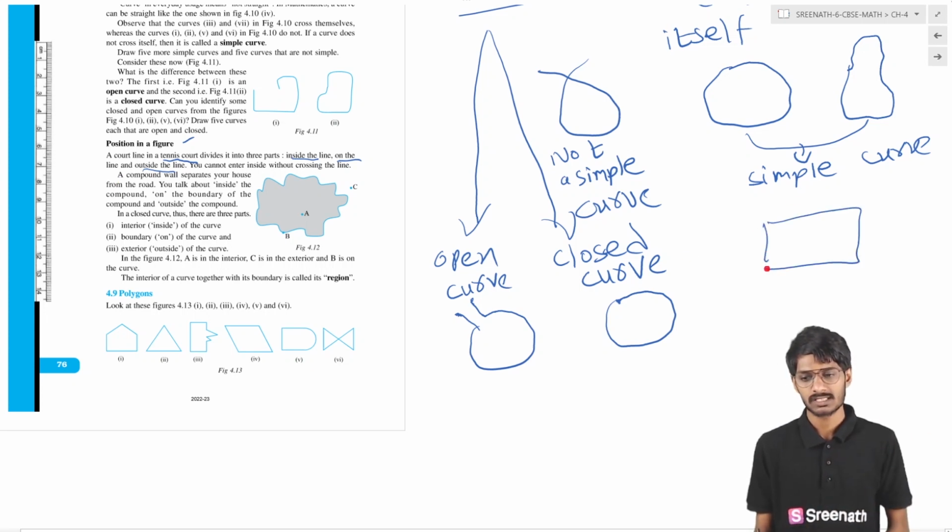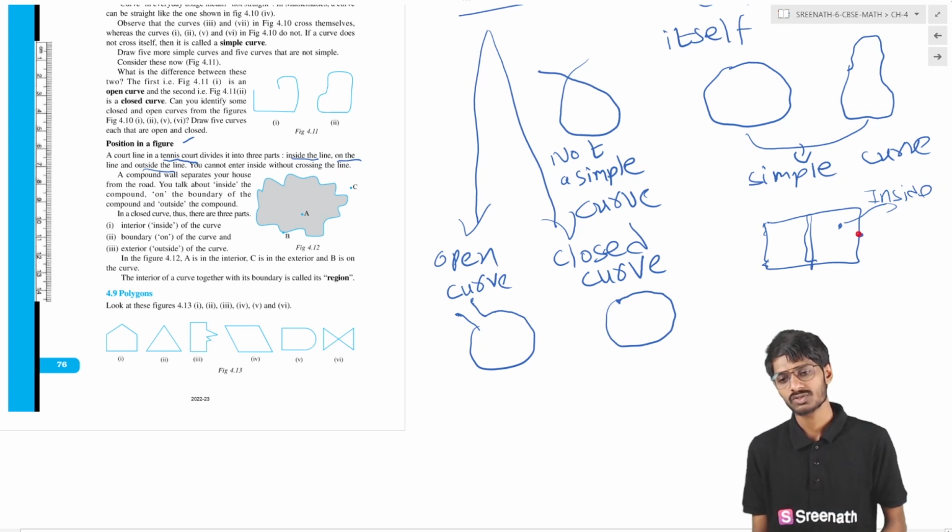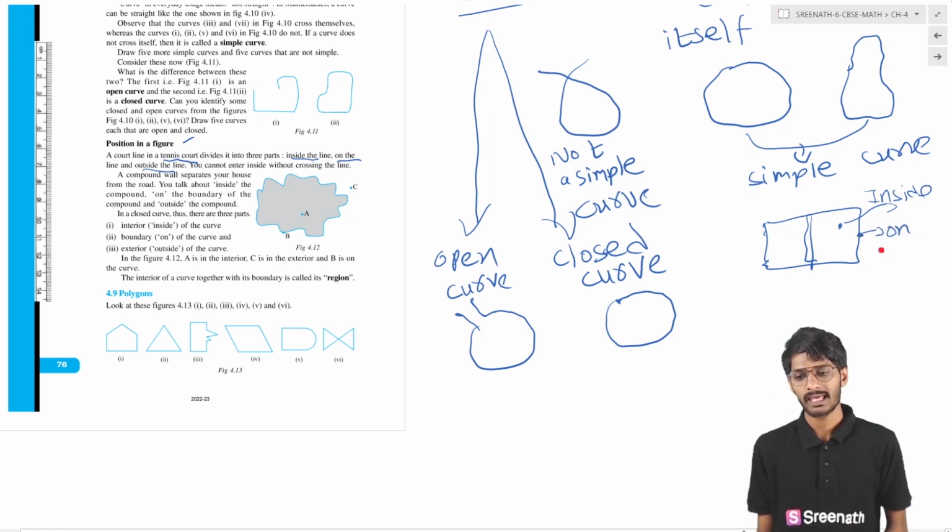Suppose this is the court. Now there is a net here. If a ball is struck here, so this player has struck the ball and it has dropped here, this is inside the line. Suppose the ball has touched here on the boundary, then we say that it is on the line. Suppose the ball has reached this point, then it is outside the line.